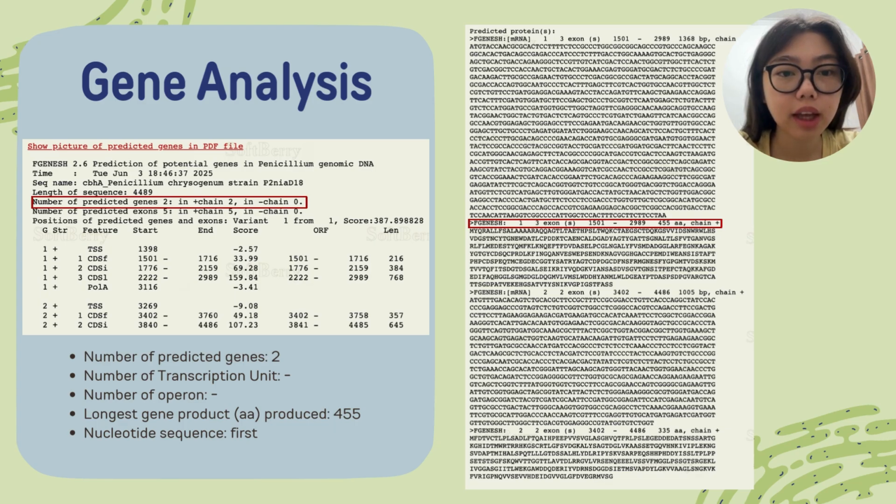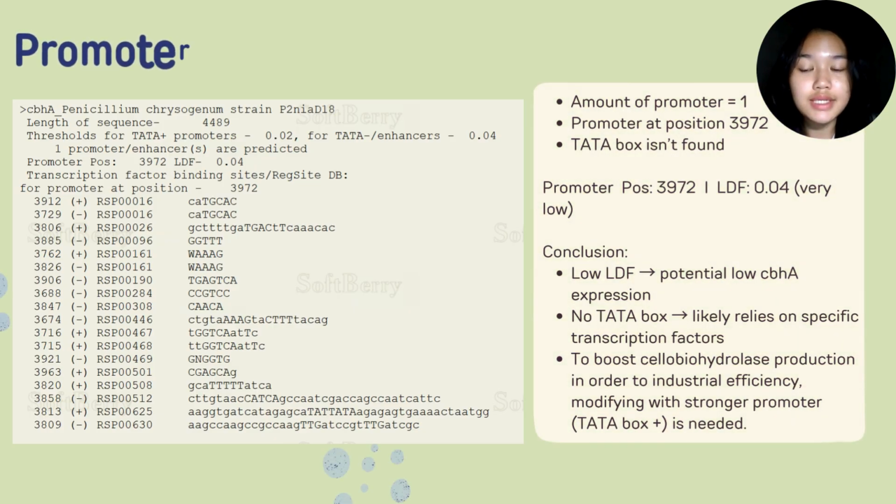From the results shown, we can see that there are two predicted genes, but no transcription unit and operon. This is because operons are common in prokaryotes, but not usually in eukaryotes like Penicillium. The longest gene product is 455 in the first nucleotide sequence. Only one promoter is found, at position 372, and there is no TATA box found. The LDF is very low, at 0.04, and a low LDF will cause low gene expression. To boost cellobiohydrolase production for industrial efficiency, modifying it with a stronger promoter is needed.